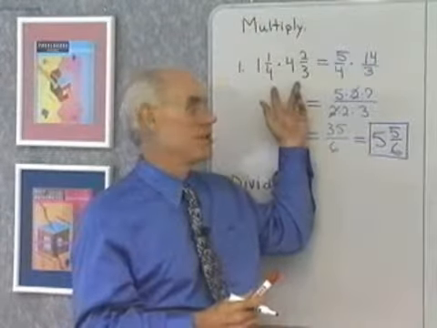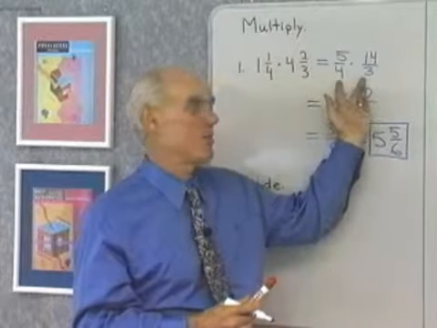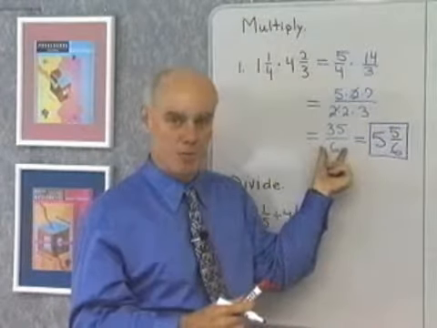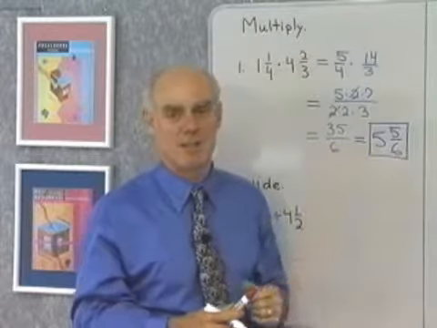I simply change each mixed number to an improper fraction. Then I multiply like I normally do. If I end up with an improper fraction, I'll rewrite it as a mixed number.